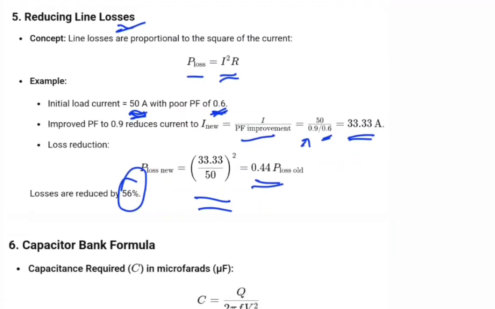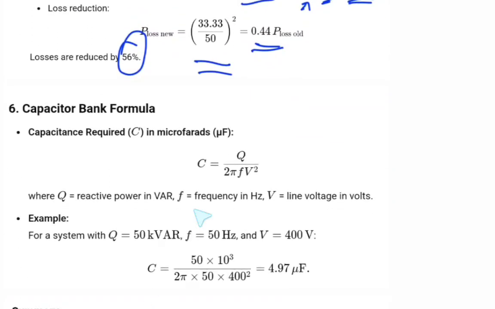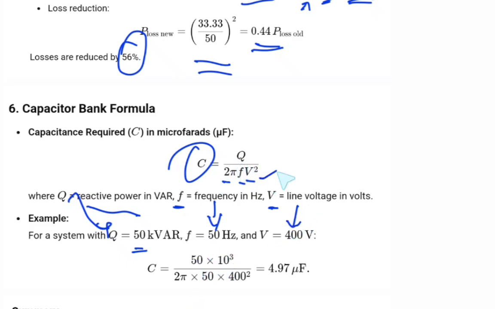So finally we find the capacitor's bank formula, how to calculate the capacitor's value. C equals Q divided by 2 pi F V squared, where Q is the reactive power in kVAR, F is the frequency, and V is the line voltage in the system, right? For example, Q is 50 kVAR, the frequency is 50 Hertz, the voltage is 400 volt. Now we substitute this in the formula. So now we are getting 4.97 microfarad, right?